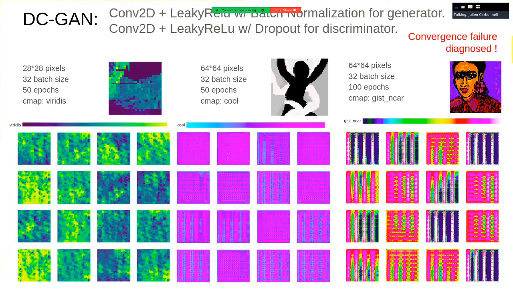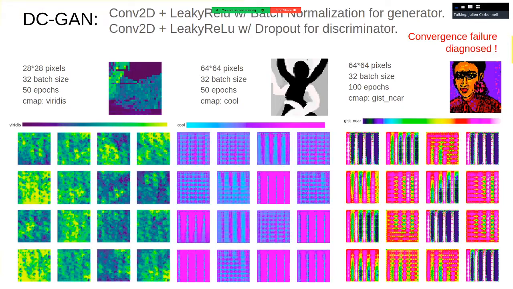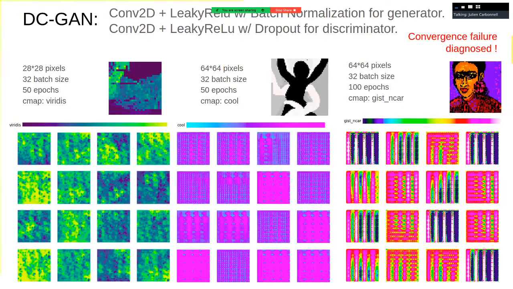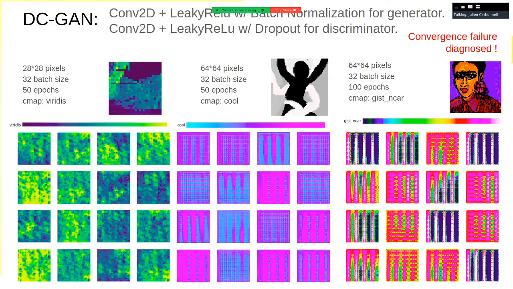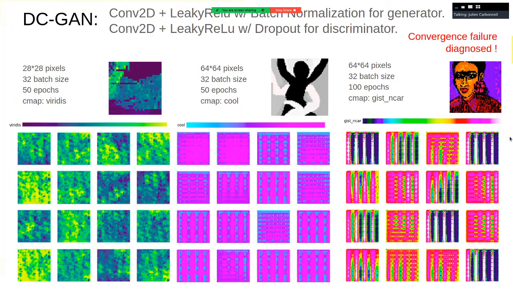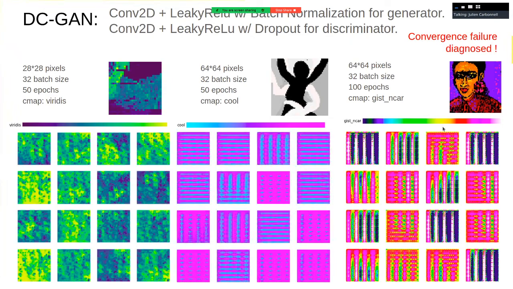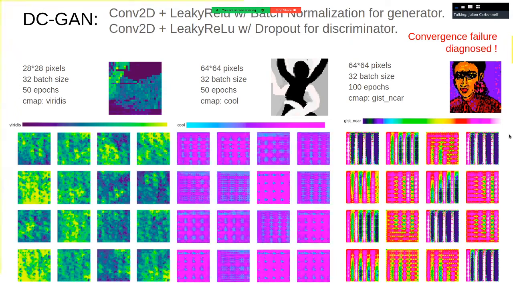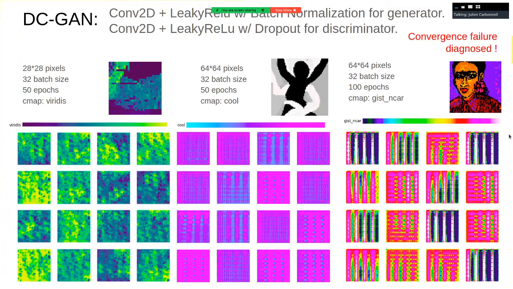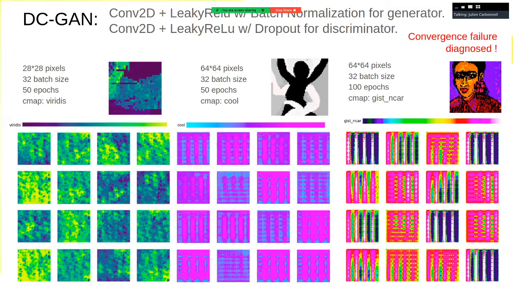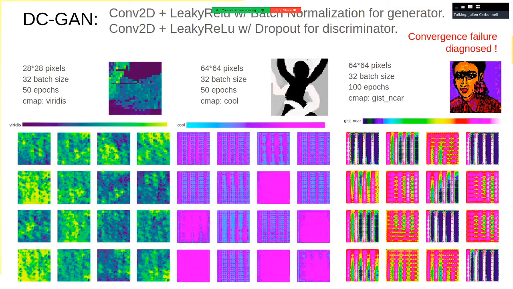And so then I thought, okay, maybe you need more epochs and a more diverse color map so it can reproduce something, but no, actually it's not reproducing anything. You can see that on the third trial, and from what I can diagnose, I think that there is this problem that we call convergence failure.